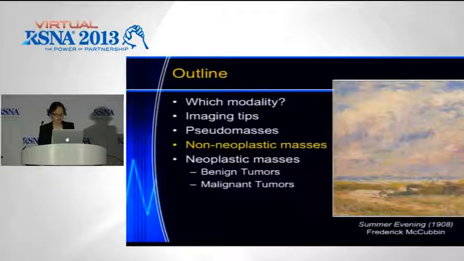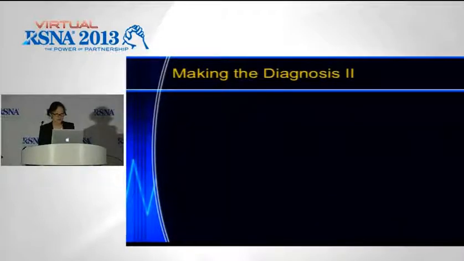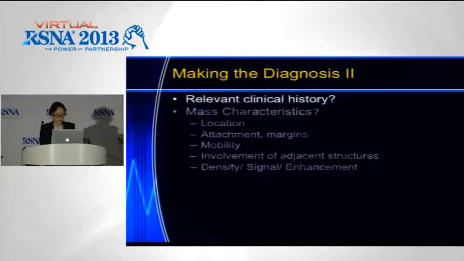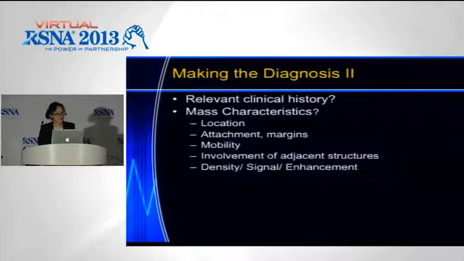So moving now to non-neoplastic masses. Once we've confirmed that we are actually dealing with a mass, there are several questions we want to ask. Firstly, if there's any relevant clinical history that can help us make the diagnosis, for example, if there's any history of atrial fibrillation or a primary malignancy. We want to look at the characteristics of the mass, so evaluate its location, whether we're dealing with an intramural lesion, an intracavitary lesion, a valvular mass, or a pericardiac mass.